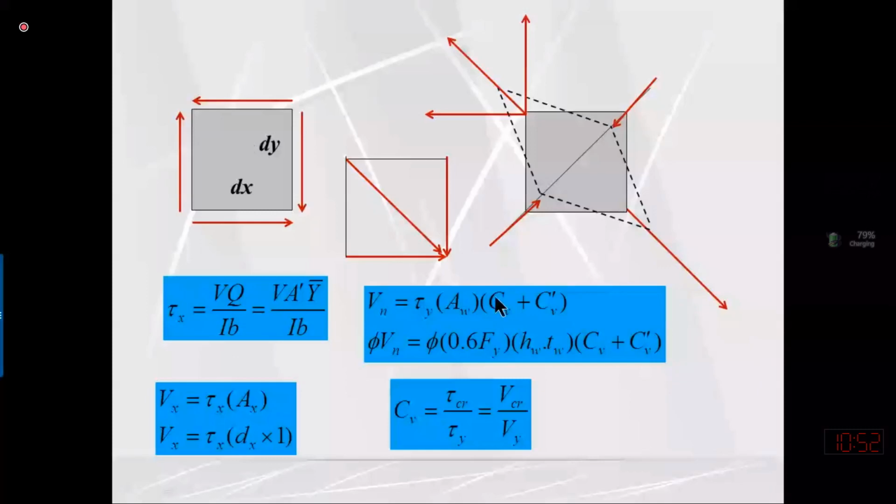And C_v prime is the strength enhancement due to the presence of intermediate stiffeners. So actually C_v is the coefficient which lets us know the shear buckling strength of the web alone. And C_v prime is the factor which lets us know the contribution of tension field action. When we are solving the example, you will see that the C_v prime value will be almost 2 to 3 times more than the C_v value.